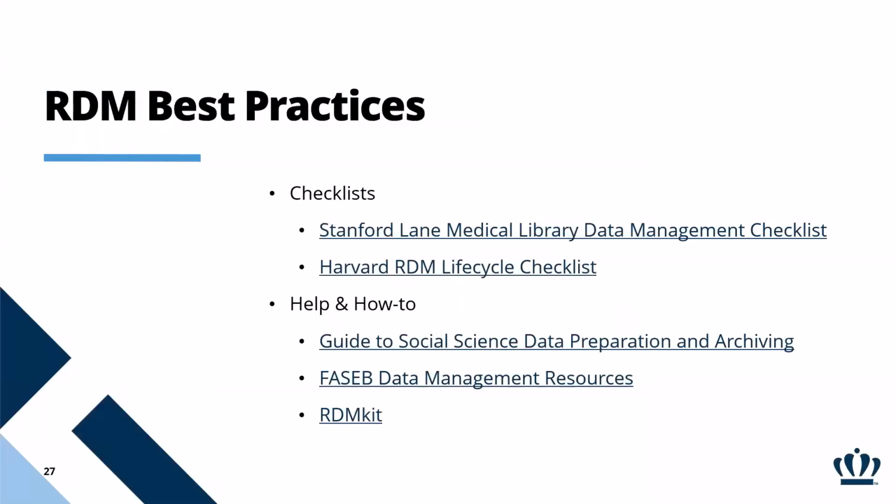And then a couple of help and how-tos. There are so many out there that it is hard to decide which one will be best for you. But this one is the Guide to Social Science from ICPSR, the Federation of American Societies for Experimental Biology Data Management Resources. So that's a little bit more specific. And then the Research Data Management Toolkit for Life Sciences. So there are specific ones that are more disciplinary help and how-to guides as well.